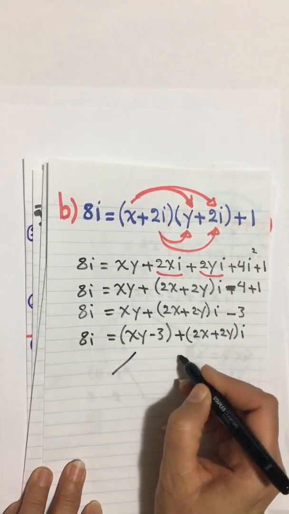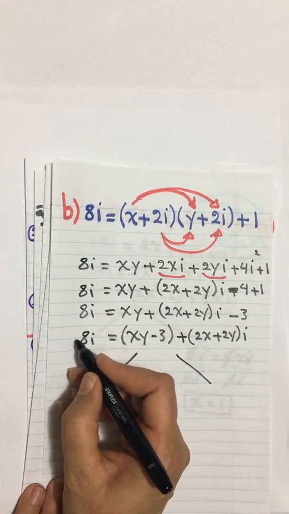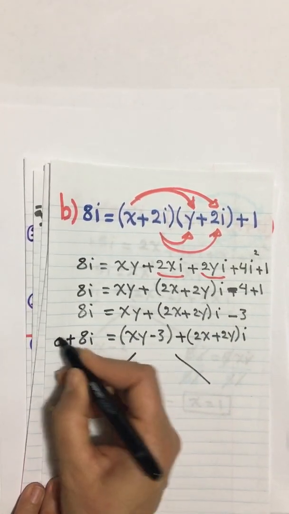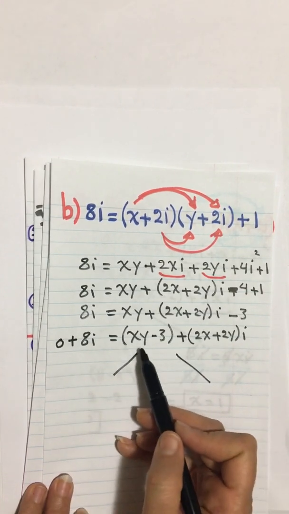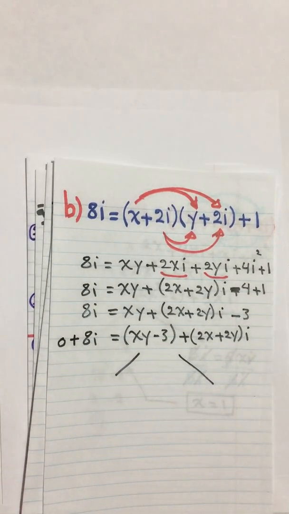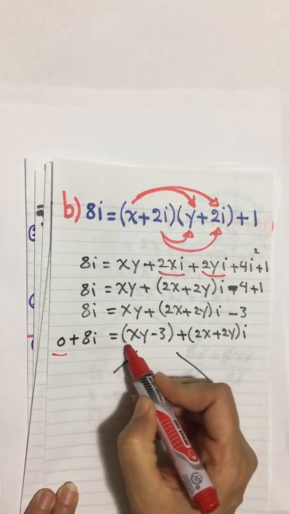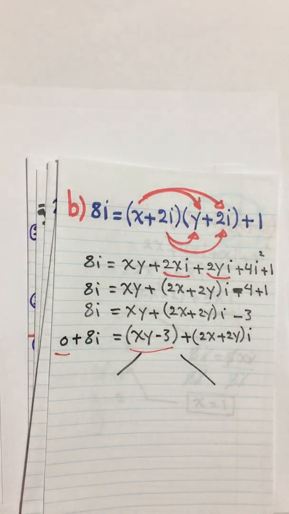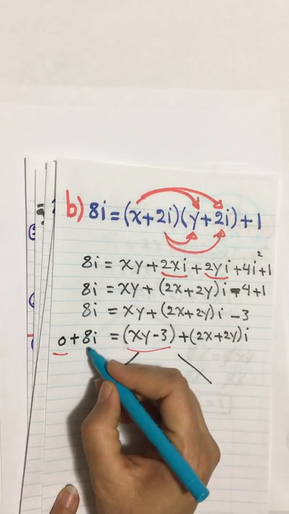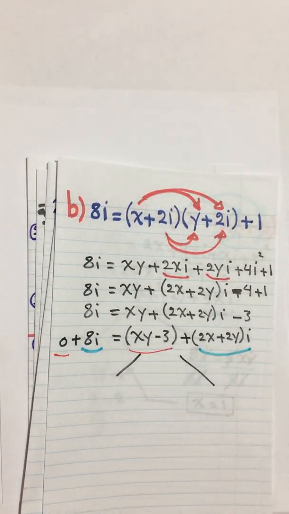Now 8i, I have a real part. The real part right here is 0. So this real part 0 is gonna equal this real part, and 8i is gonna equal the imaginary part.